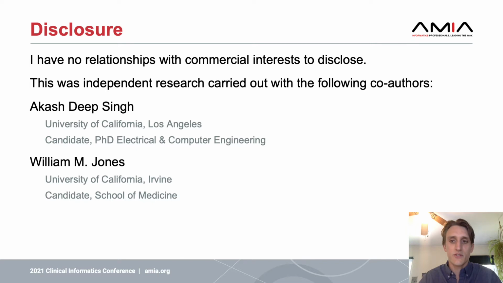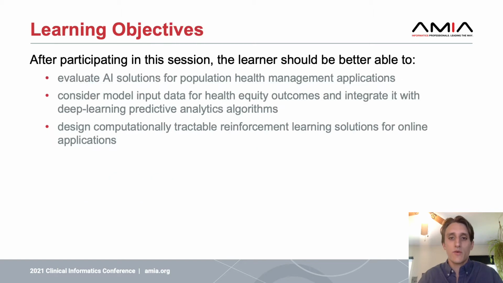So if any feedback or suggestions come to mind as I'm presenting, please feel free to email me after this to discuss further. My goal for this discussion is to help those here develop improved intuition for prototyping population health management tools using a combination of AI and data outside of the traditional EHR. My hope is that by walking you through some of the motivations and design choices behind this study, you'll be able to reduce bias in predictive analytics models and develop computationally tractable reinforcement learning, or RL, algorithms for online applications.